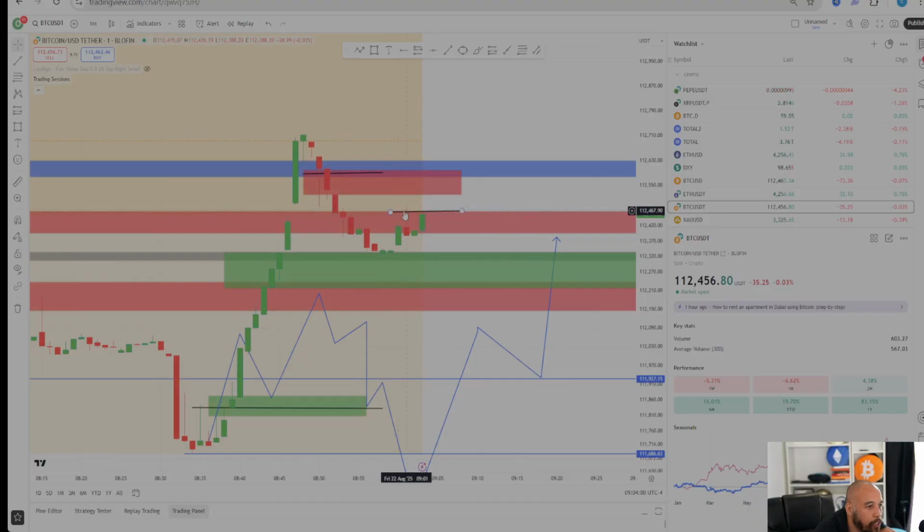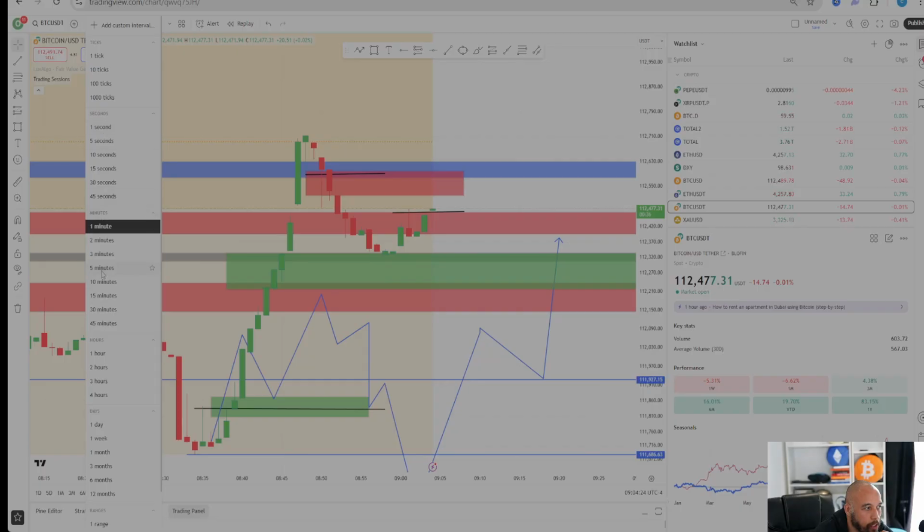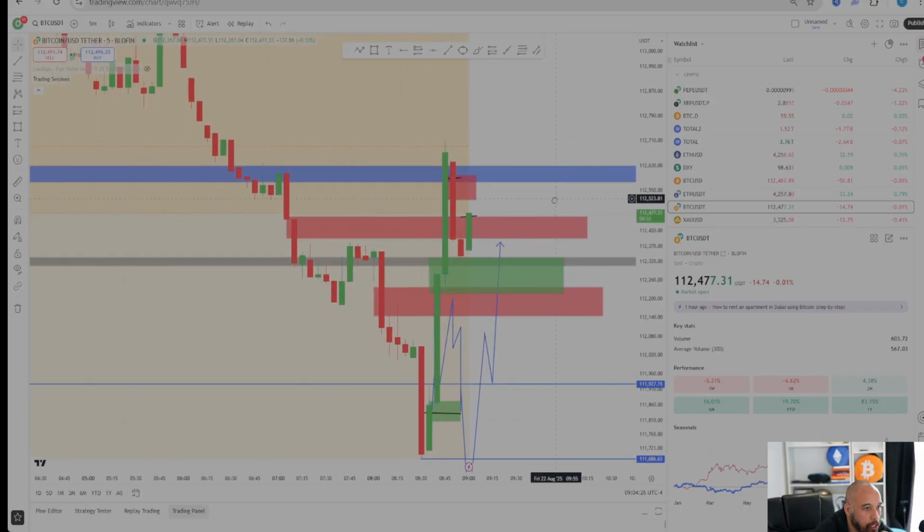Okay, we don't want to break this line. If we break this line, we're out, and we'll just find another. Okay, we broke the line. Let's wait for this candle to close. We're on the 2 minutes. Let's go to the 5 minutes. Okay, 30 seconds.